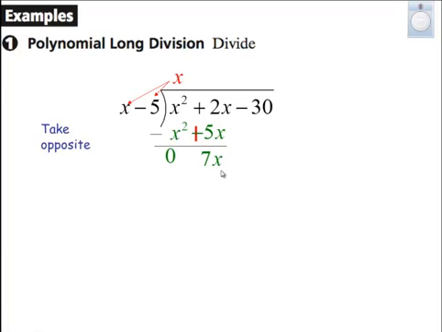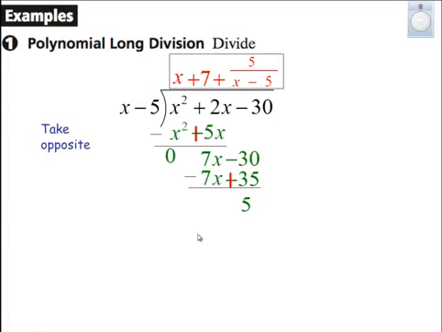Now we could bring down the negative 30, but how do I make this x into a 7x? Yeah, we would have to do a 7, right? So from here, 7 times x would be 7x, and then 7 times the negative 5 would give us the negative 35. Don't forget to take the opposite. Okay? So from here, that becomes a negative 7x, and that becomes a positive 35. We have a remainder of 5. And how we write this is we take this number and put it on top of what we were dividing it by. Okay? So that's using long division.